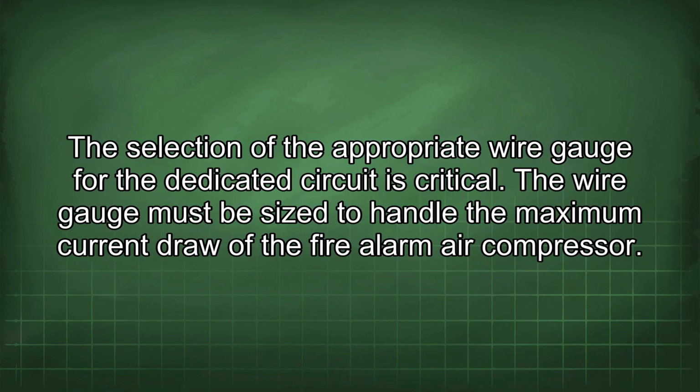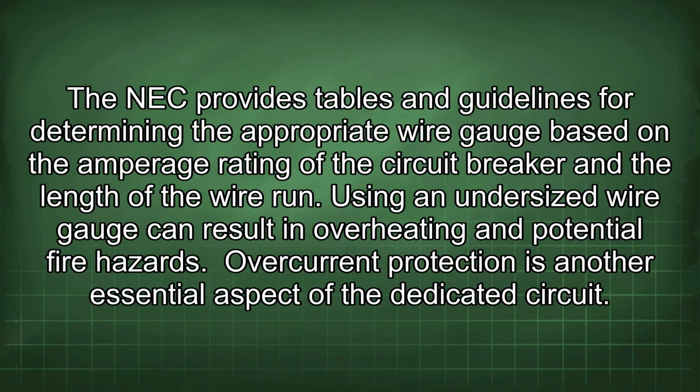The selection of the appropriate wire gauge for the dedicated circuit is critical. The wire gauge must be sized to handle the maximum current draw of the fire alarm air compressor. The NEC provides tables and guidelines for determining the appropriate wire gauge based on the amperage rating of the circuit breaker and the length of the wire run. Using an undersized wire gauge can result in overheating and potential fire hazards.